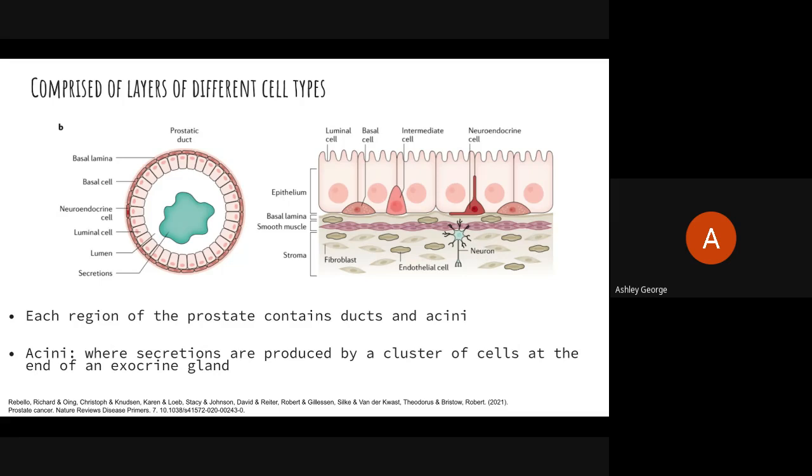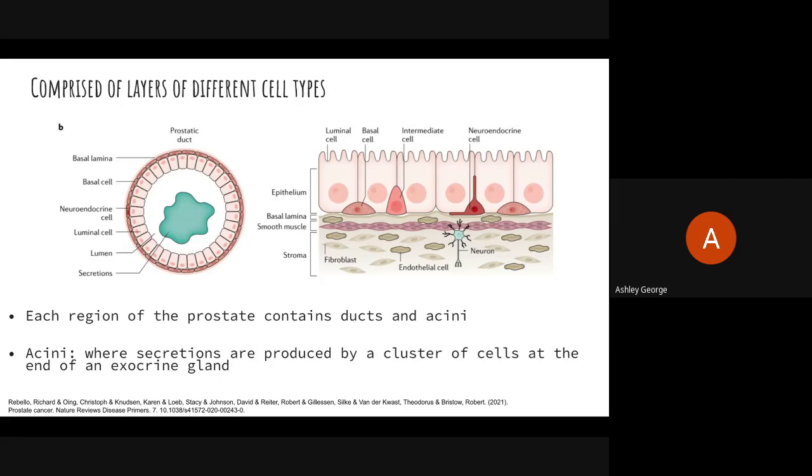These are just some diagrams here showing the different cells. We also have, you can see on this right diagram over here, the neuroendocrine cells. These are scattered cells that don't express androgen receptors. Instead, they are in charge of secreting neuropeptides and hormones that influence the surrounding cells and can play a role in prostate development and progression of the disease.